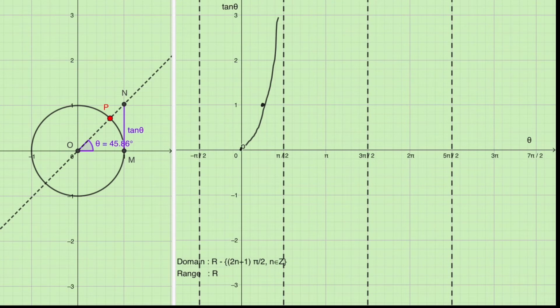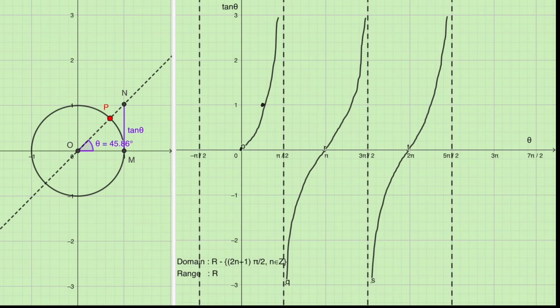At pi by 2, tan pi by 2 is not defined. And in the second quadrant, if it is little more than pi by 2, tan theta value will be very large but negative, and tan pi value is 0. And this is the graph of tan function for the period of pi. Again, in the third quadrant, it increases from 0 to infinity. When theta is 3 pi by 2, tan theta is not defined. This is the graph of tan function.